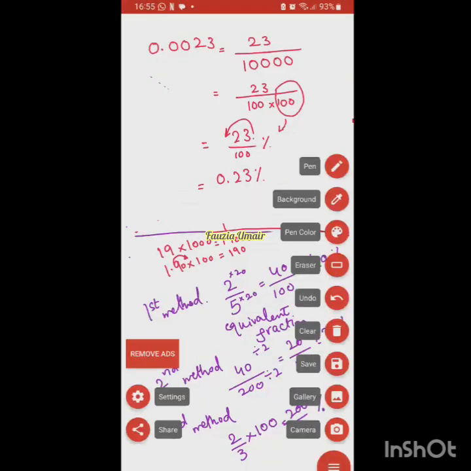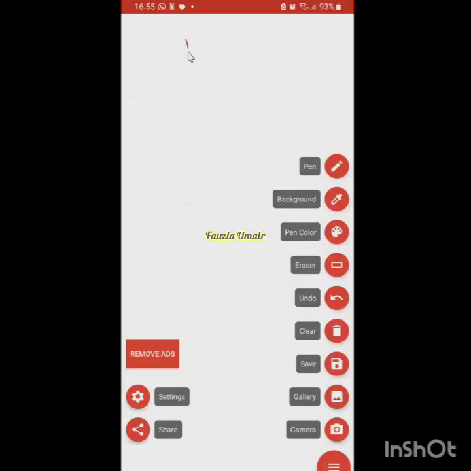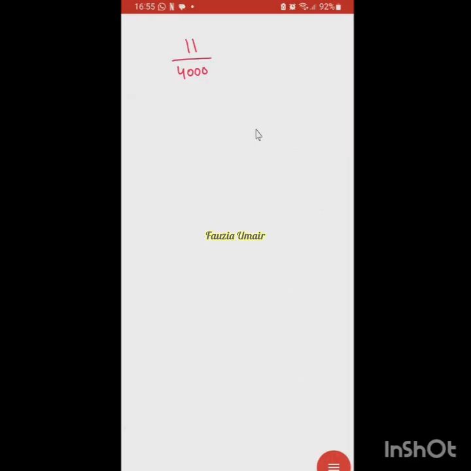So now moving on to the last question. The last question is 11 by 4,000. So now this is a similar question. What do we need in the denominator for percentage? Ma'am, we need 100 in the denominator. We need 100 in the denominator. So we can separate it. We can say this is 40 multiplied by 100, 4,000. Just like in the previous case, one time there was 1,000, so I wrote 1,000 as 10 multiplied by 100.